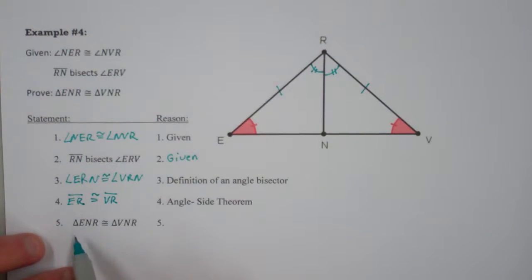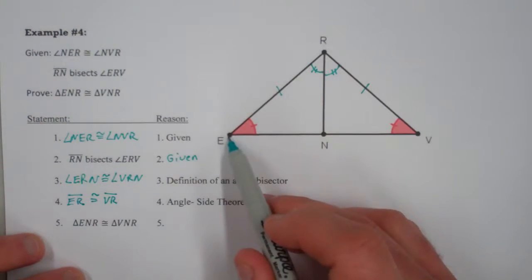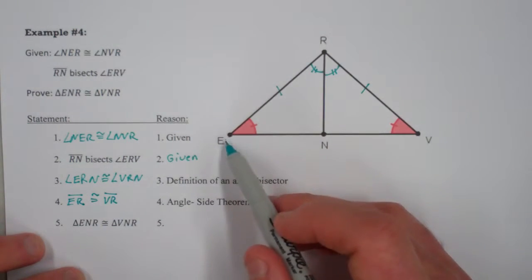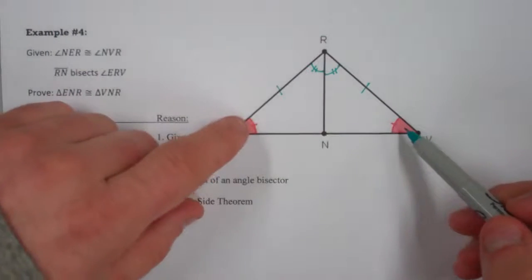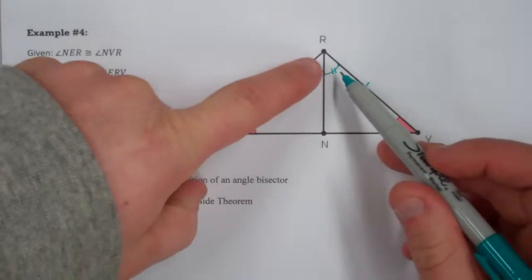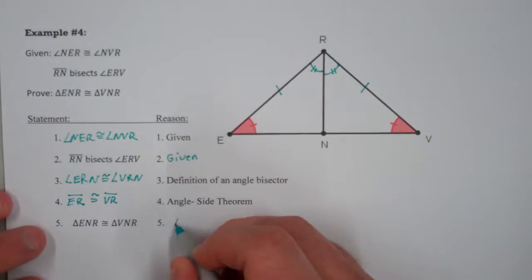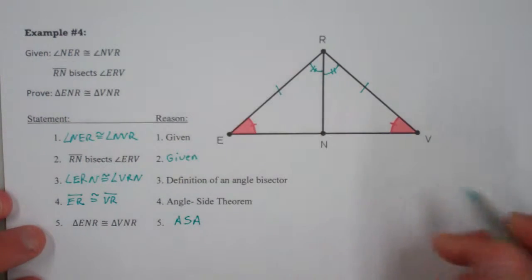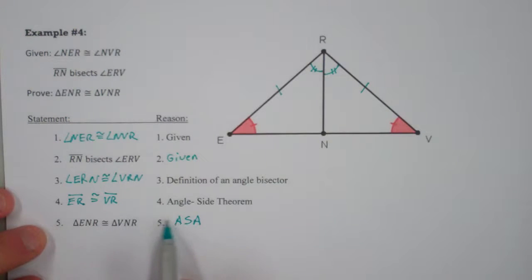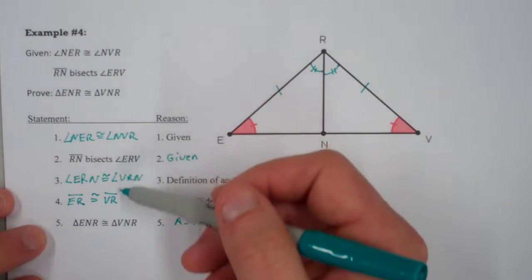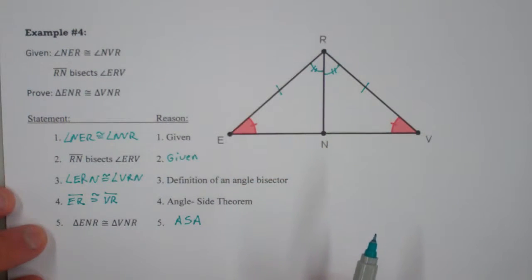We're trying to prove here that triangle ENR is congruent to VNR. Let's see if we can do that now. We've got angle, side, angle, and that is a legitimate way to prove that two triangles are congruent. So we're good to go. We have listed our proof statement last, and we have logically proven that that is the case.